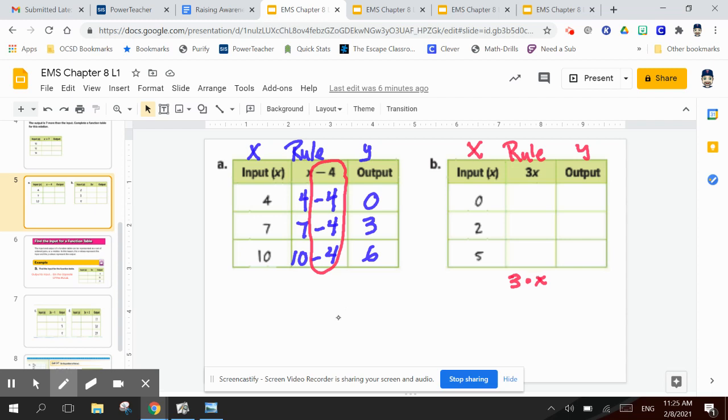So here's my x value. If x is 0, I get 3 times 0. 3 times 0 is 0. If x is 2, I have 3 times 2, which is 6. And if x is 5, 3 times 5 is 15.